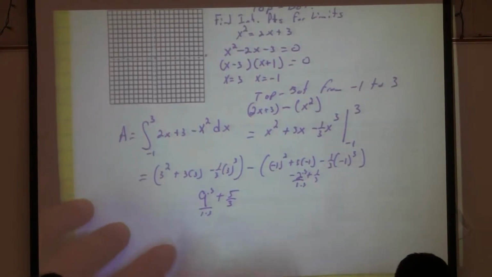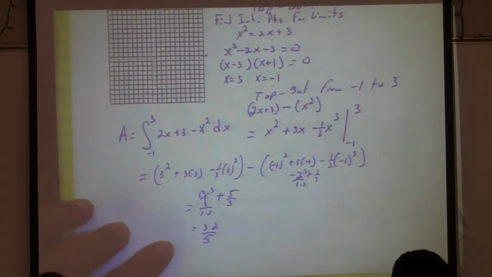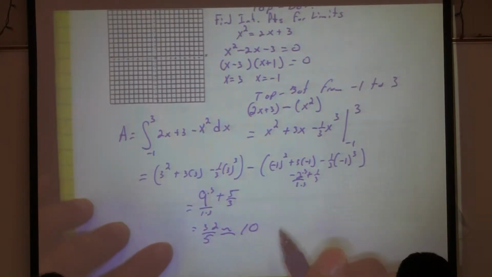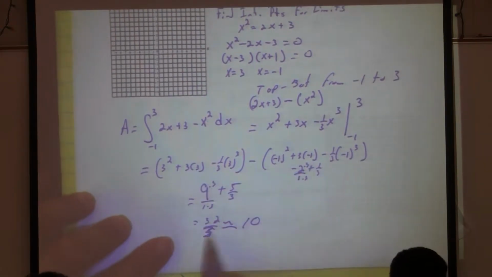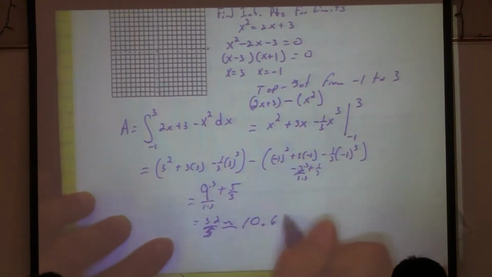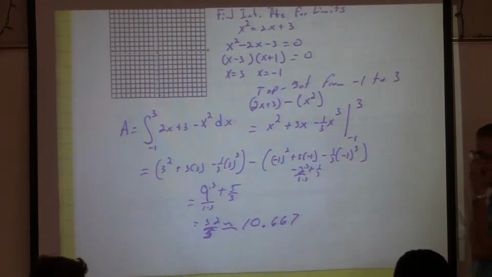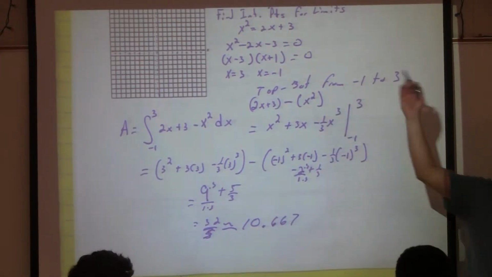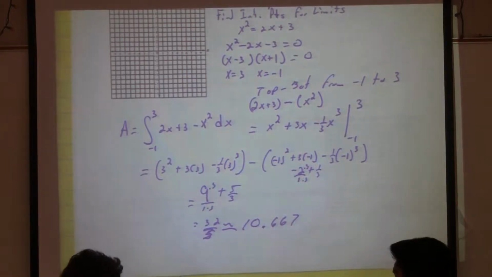Get another common denominator. 27 plus 5. 32 over 5, which is approximately over 10. 5. Oh, just kidding, 3. I was looking at that 5. 32 over 3, which is 10.667. 10 and 2/3, and 2/3 you should know as a decimal is 0.66666667. Cool? Easy?